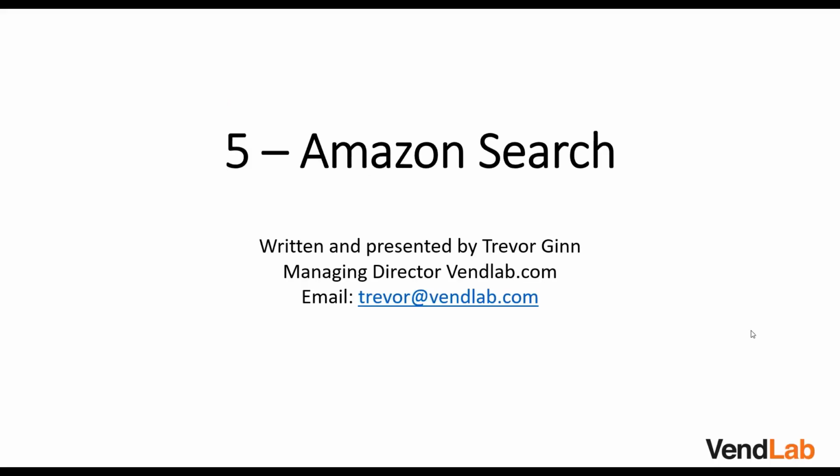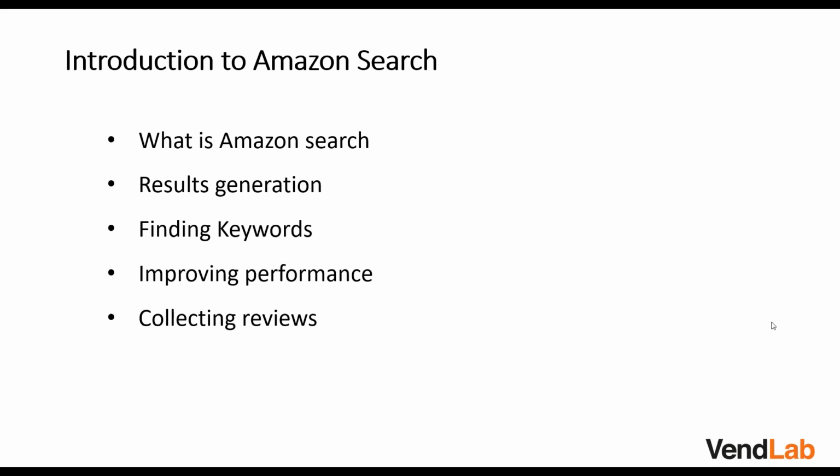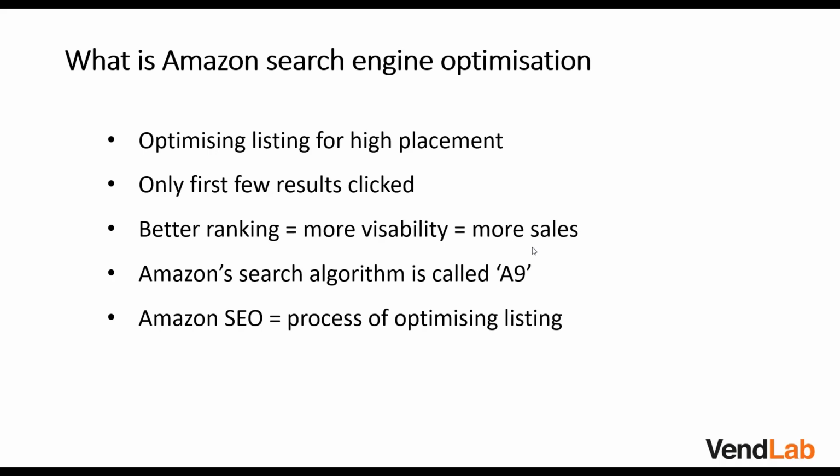Before we talk about creating optimized listings for Amazon, we're going to look at how Amazon generates its search results. We're going to be asking what Amazon search is, and how it generates its results based on the information it has on listings. We're then going to look at how to find the right keywords for your listings to ensure that you get found for the right searches. We should be looking at improving the performance of listings. And finally, we shall ask what are the best ways of collecting reviews, as reviews are one of the most important ranking factors.